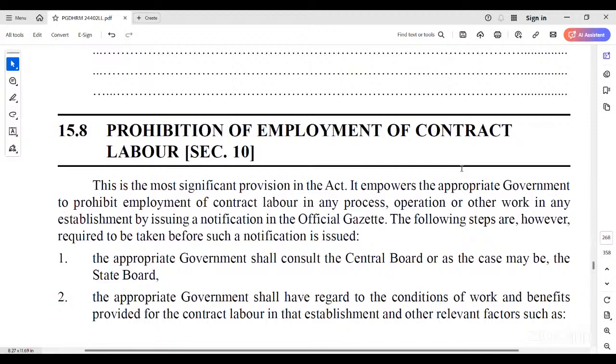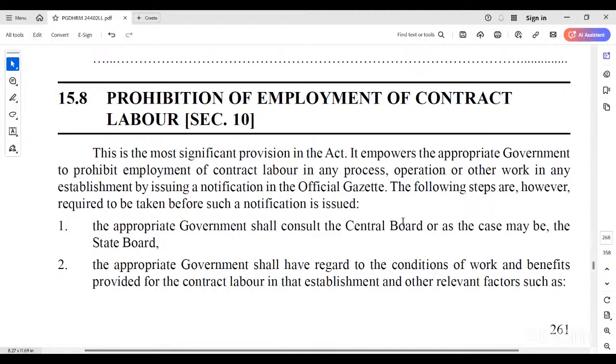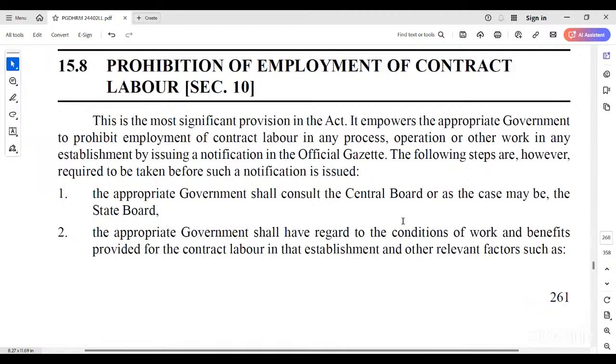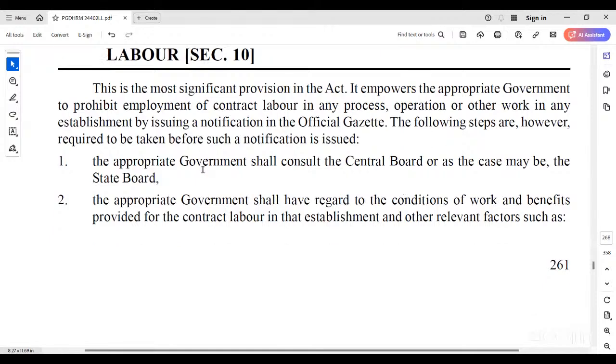So the most significant provision of the Act is that it empowers the appropriate government. The following steps are required to be taken before such a notification is issued. The appropriate government shall consult the central board or, as the case may be, the state board, and shall have regard to the conditions of work and benefits provided for contract labor in the establishment.